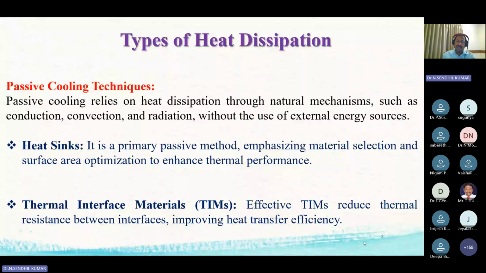Conduction means, you know very well, solid to solid. Convection means solid to fluid. Fluid means air or liquid, or other things. Radiation means it will transfer the heat by means of electromagnetic waves. This is the passive cooling.